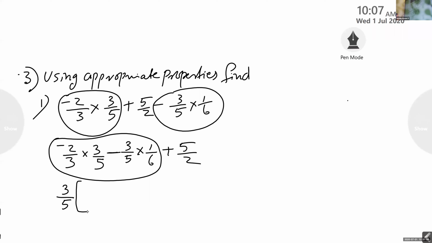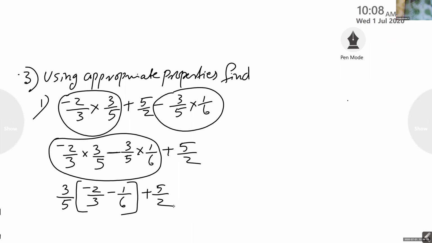In bracket, what is remaining? First term, what is remaining? When we take this 3 by 5, remaining is negative 2 by 3, minus the second term 1 by 6. Close the bracket along with our 5 by 2. Understood all of you?